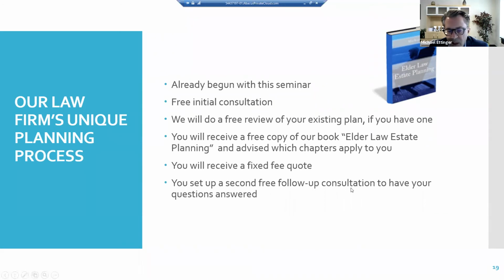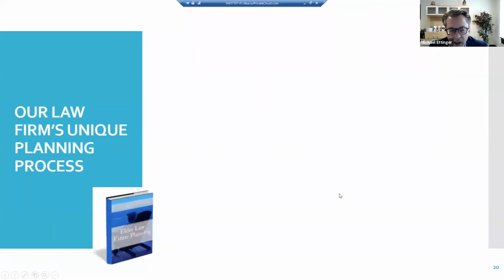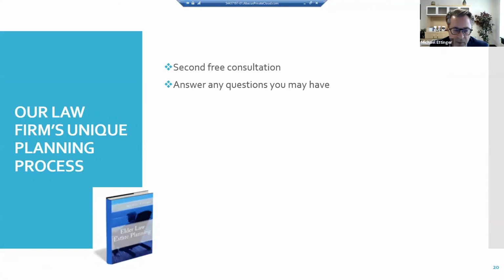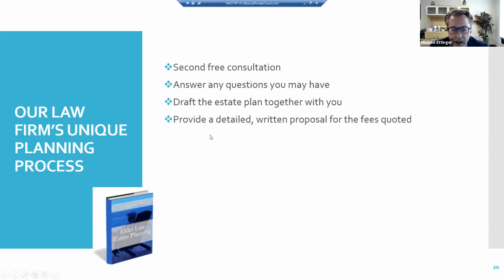Come in for a second follow-up consultation to have your questions answered. We answer any questions which arose out of the first meeting, and also about the chapters in the book you read, which might be an hour's worth of reading. We draft that estate plan together with you. We ask you, who do you want for legal, medical, financial decisions? Who's your second choice? How do you want the estate distributed? All at once, equal, not equal, spread out over time? At the end of the meeting, we give you a detailed three-page written proposal. The fees are the same as mentioned in the first meeting, but now we have details of what we're going to provide. Then we ask you, what would you like to do?